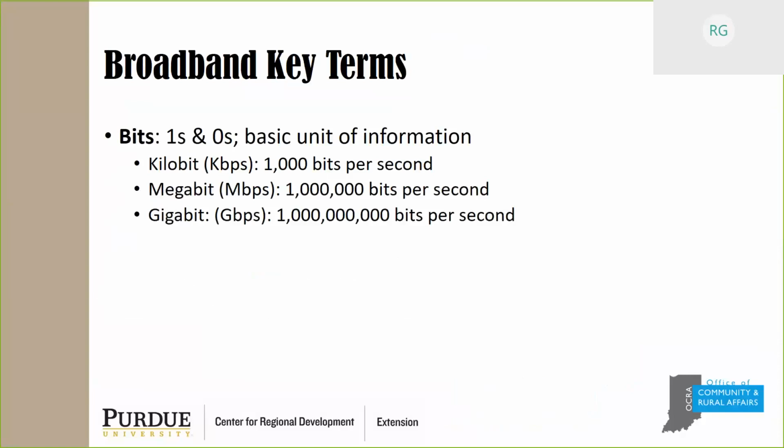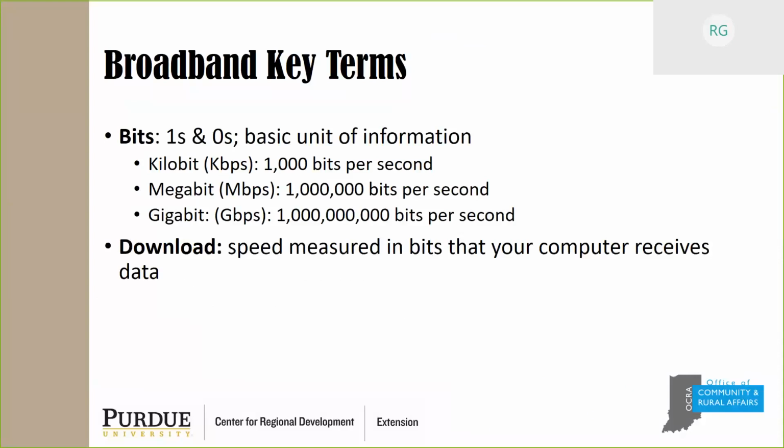So when you hear about internet speeds, you're going to be hearing about 3 megabits per second or so, or 4 or 5 or 20, whatever. That's what this means, okay? It's the amount of bits, which is the basic unit of information, moving through that pipeline.